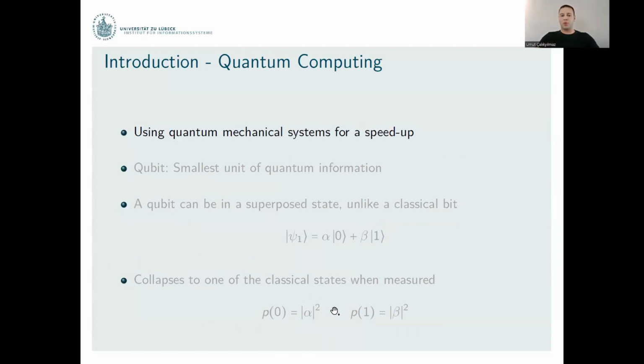So let's see what quantum computing is. It's a computing paradigm using quantum mechanical systems for a speed up, and qubit is the smallest unit of information in quantum computing. And a qubit can be in a superposed state, unlike a classical bit, such as this state here. As you can see, this state of the qubit is a superposition of 0 and 1. And if we measure this qubit, it's going to collapse into either 0 or 1. And the probability of collapsing into 0 and 1 are calculated as the square of the magnitude of their coefficients.